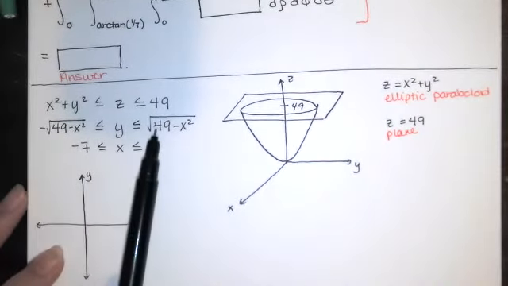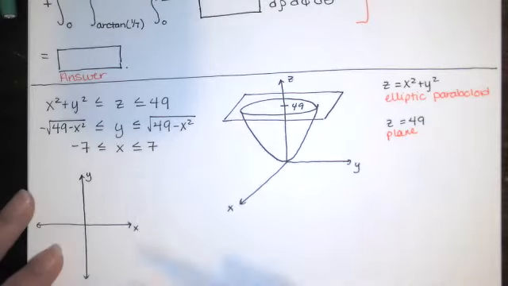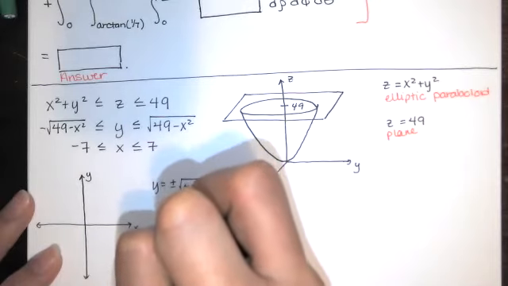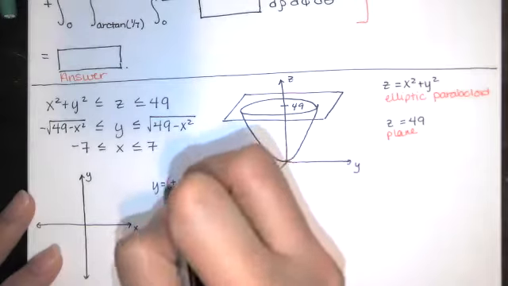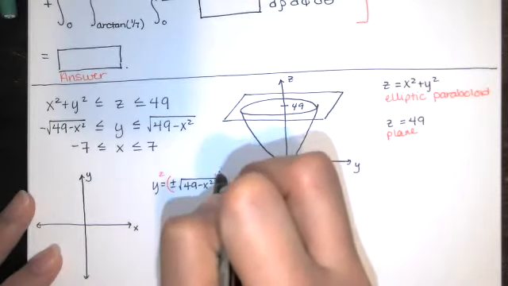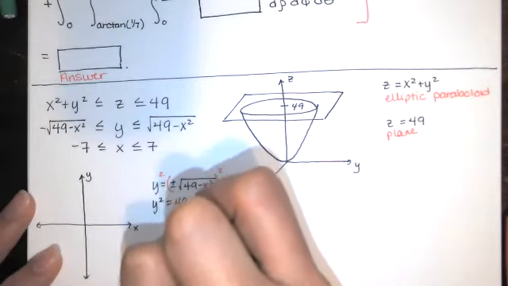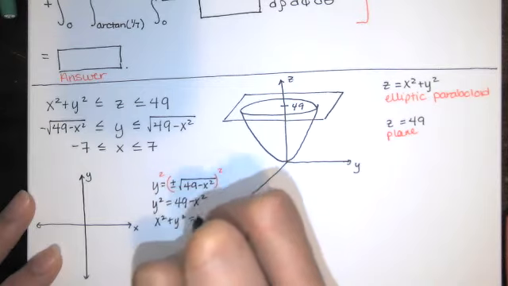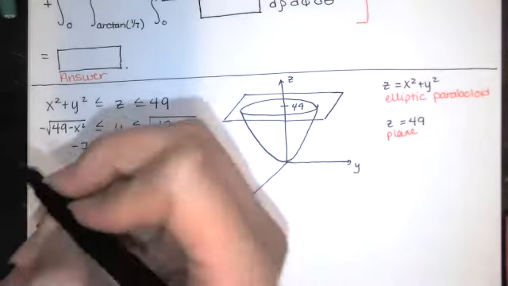But we've got y equals a positive square root of 49 minus x squared, and y equals the negative square root of 49 minus x squared. So we've got y equals plus or minus the square root of 49 minus x squared. To get rid of the radical, we can square both sides. That gives us y squared equals 49 minus x squared, and if we add x squared to both sides, we get x squared plus y squared equals 49. That's a circle of radius 7 centered at the origin.